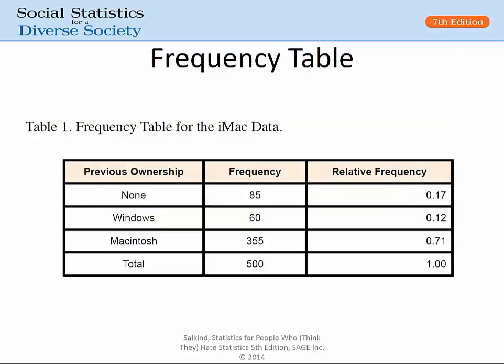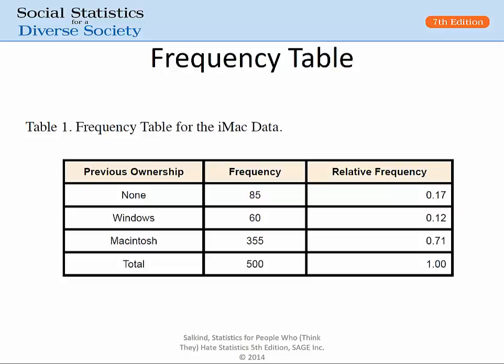This is another example of a frequency table. So in this example, we are showing people who own iMacs what type of computer they owned previously. And so in this table, we show the frequency and then the relative frequency. So I'm going to explain that. The types of previous ownership are none, Windows, the person owned a Windows computer, or a Windows operating system, I should say, or the person owned a Macintosh with a Macintosh operating system.